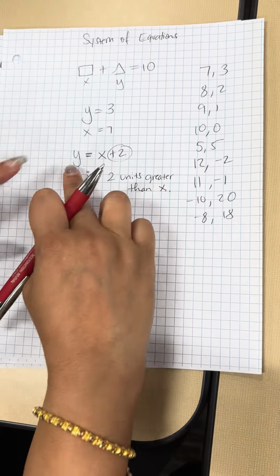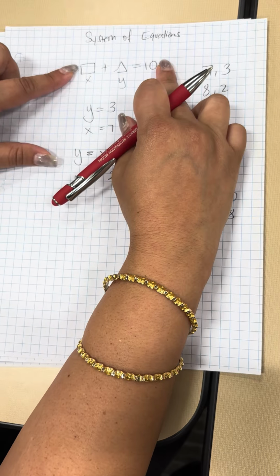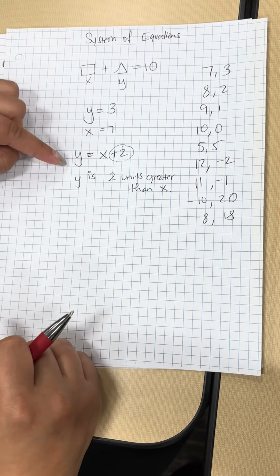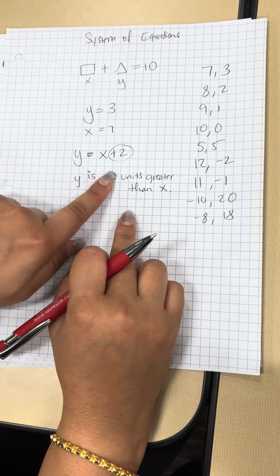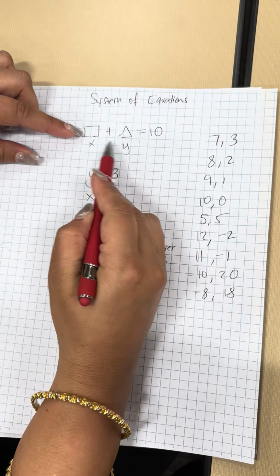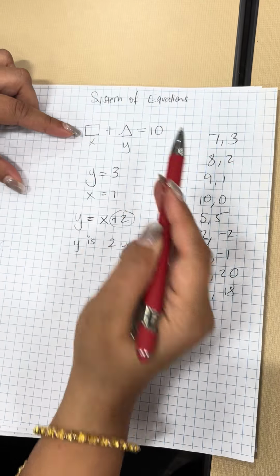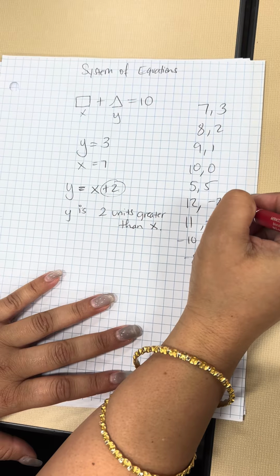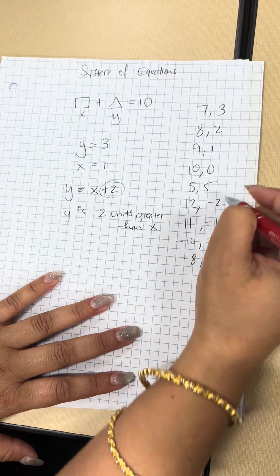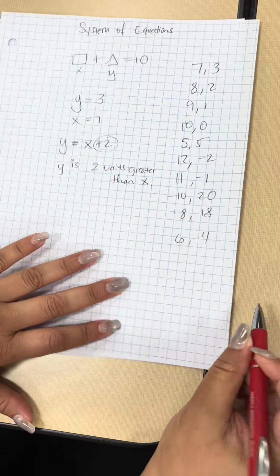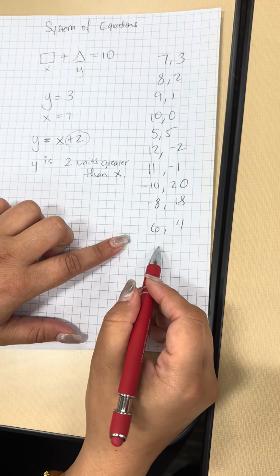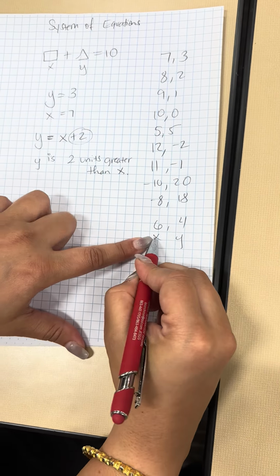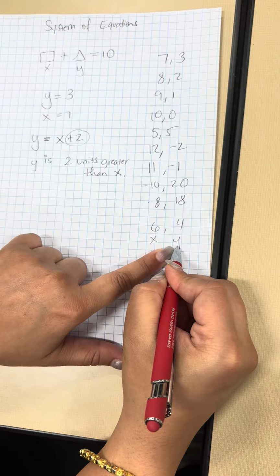And it still has to have a sum of 10. So now we have two conditions. y has to be 2 units greater than x, but x and y also have to have a sum of 10. So could it be 6 and 4? Let's try it. y is 6 and x is 4. That adds up to 10. And 6 is 2 units greater than 4.